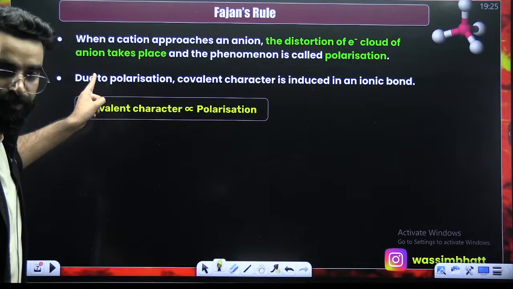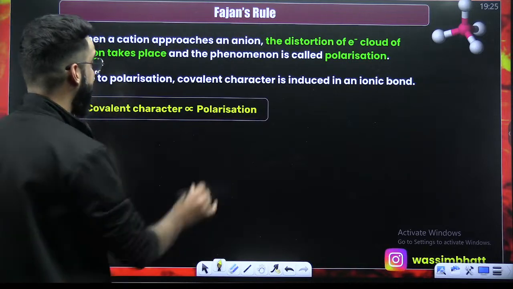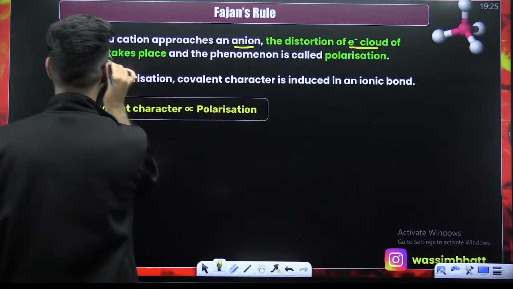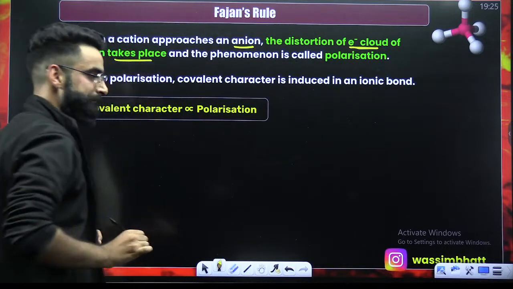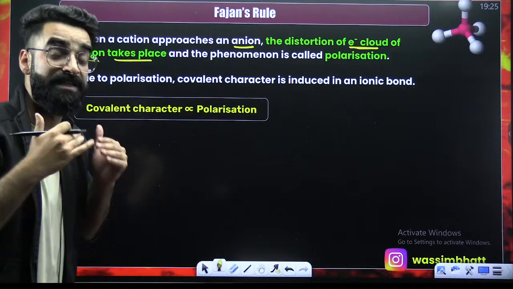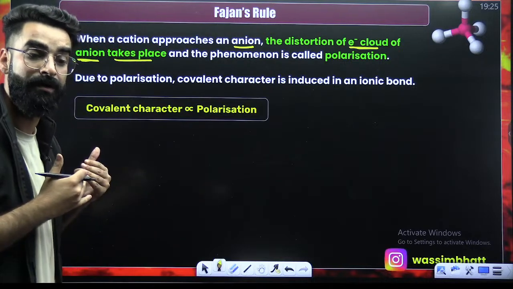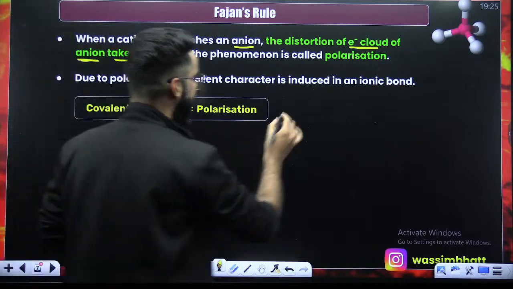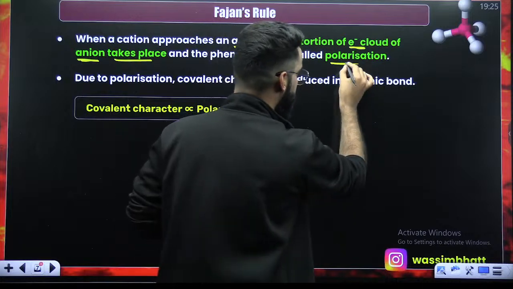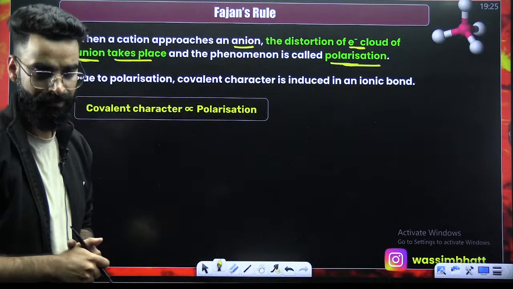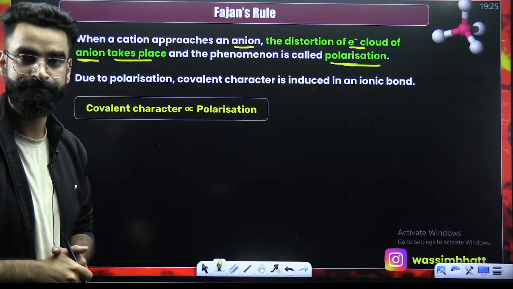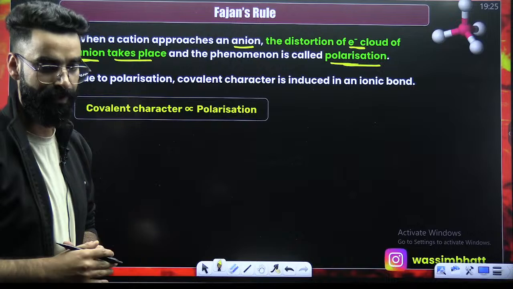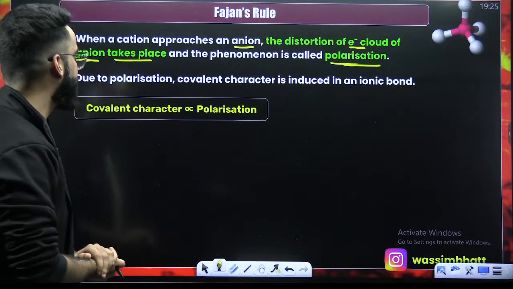Now, look at this particular statement, which is mentioned over here. When the cation approaches the anion, the distortion of electron cloud of the anion takes place. And the phenomenon of the distortion of electron cloud of the anion, that phenomenon is what we call polarization. So the cation polarized the electron cloud of the anion. Number one. Now, due to polarization, what happens?